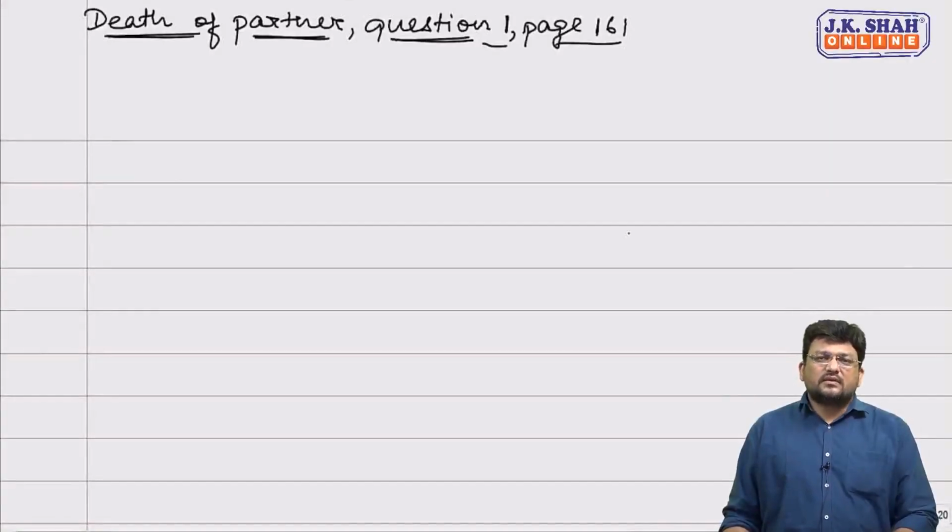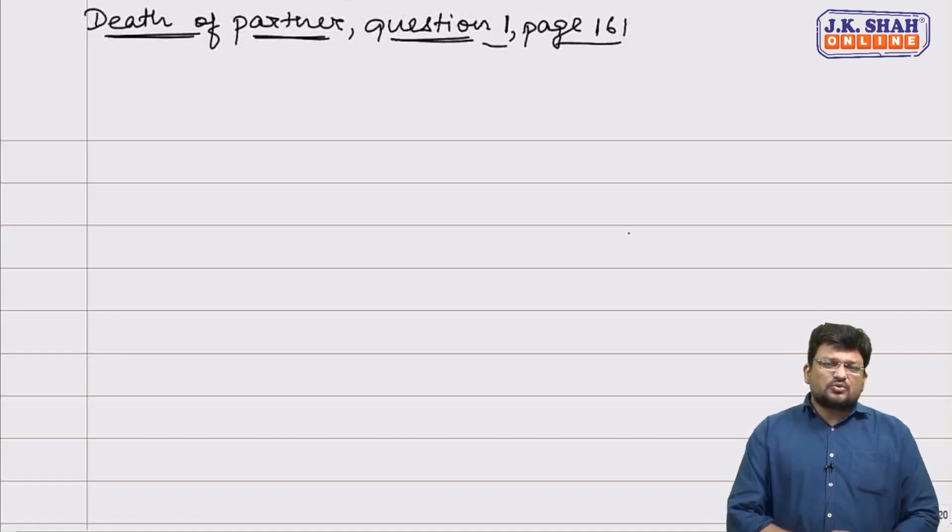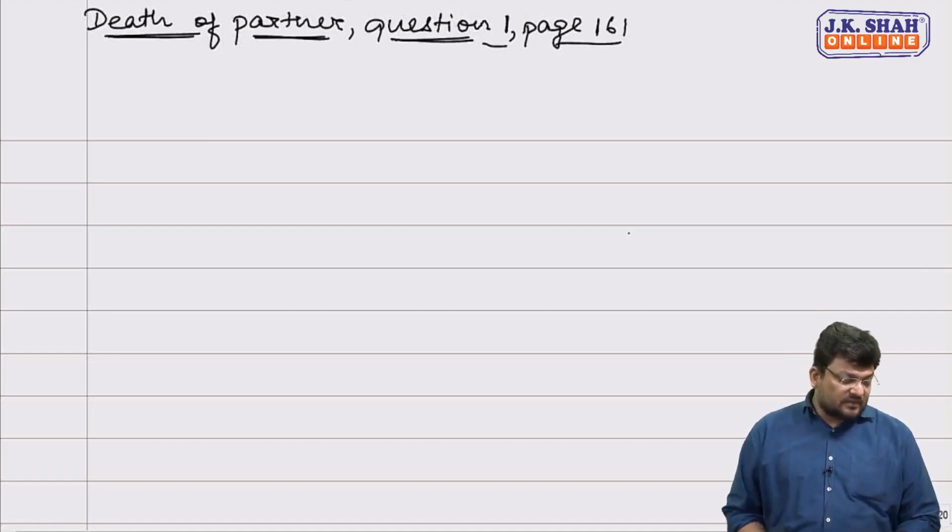Friends, we are now starting with the homework solution for death of partner. Solution for the homework section for death of partner. Look at question 1, page number 161. Question number 1. We'll firstly go through the question, what is the information provided.